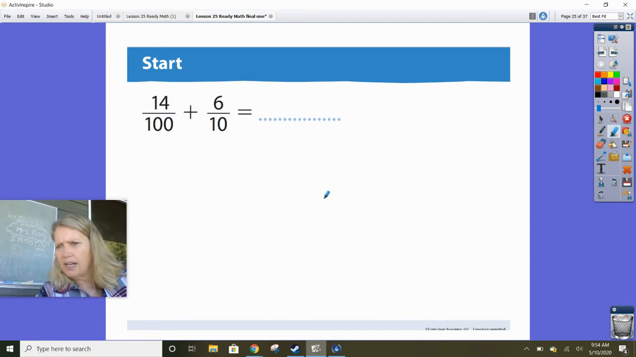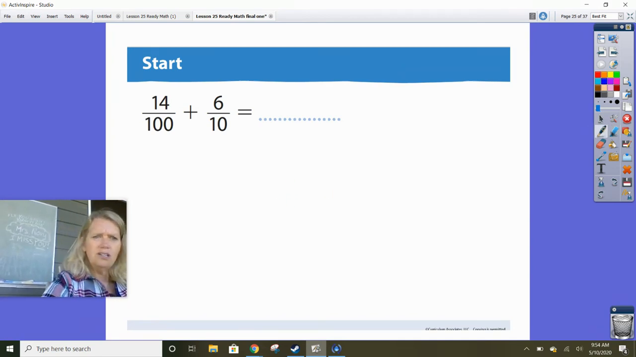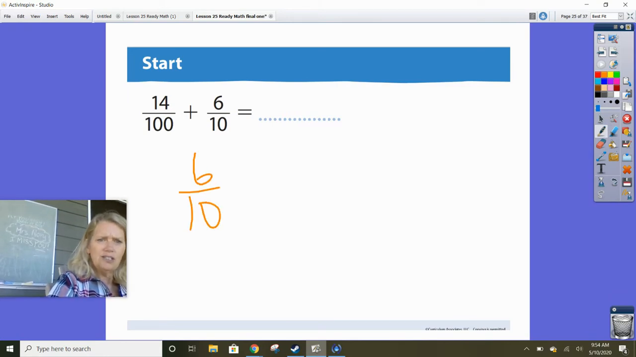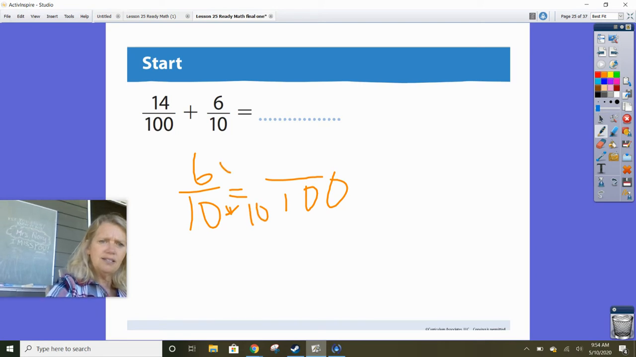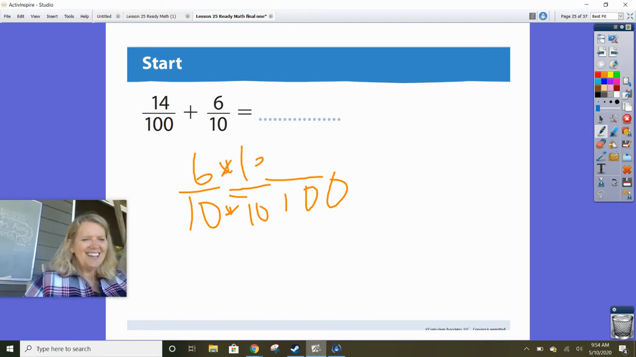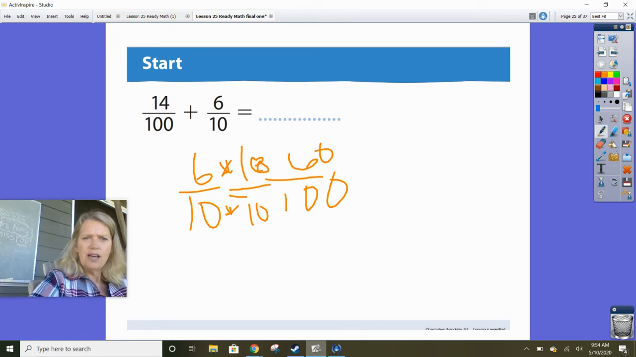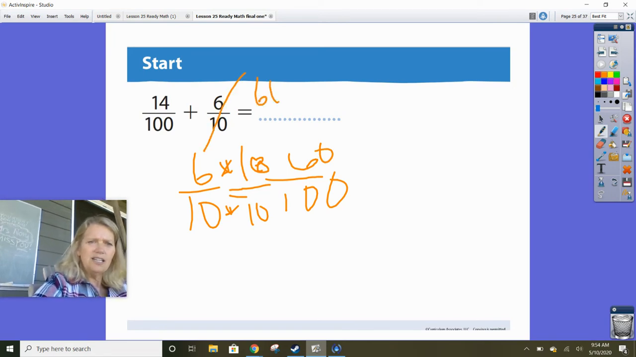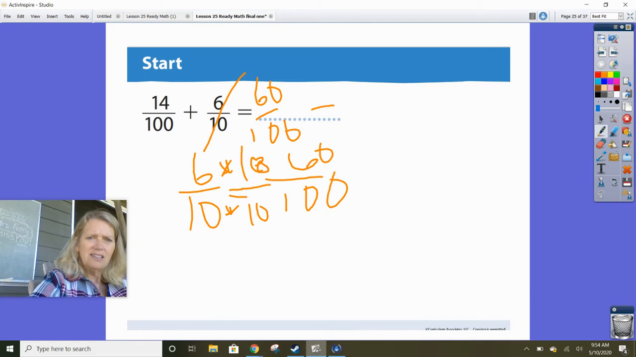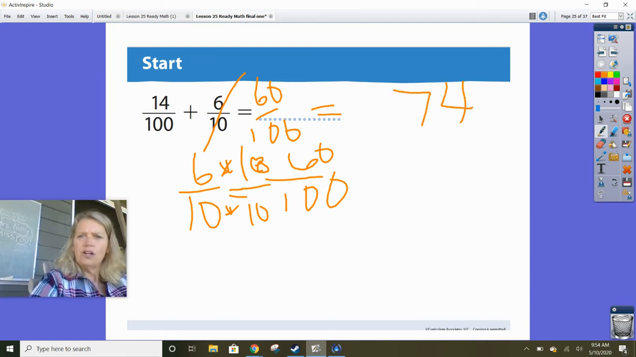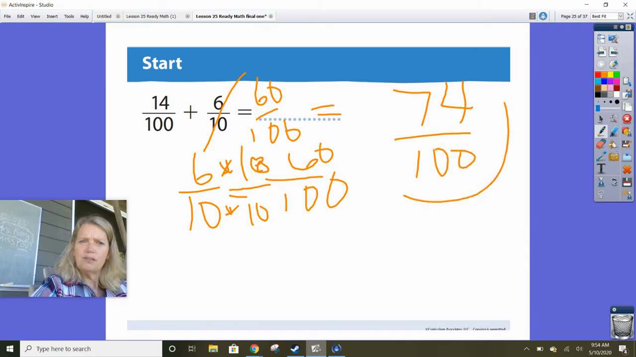So in my brain, I am going to change 6 tenths to hundredths using that equivalent fraction strategy, times 10, because 10 divided by 10 is still 1. 6 times 10 is 60. So that means this changes to 60 hundredths. So 14 plus 60 is 74 hundredths. Boom.